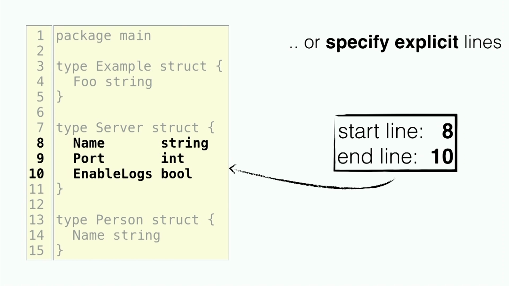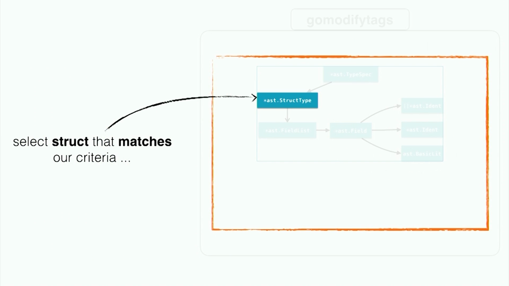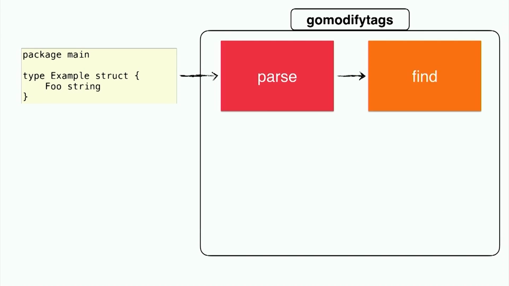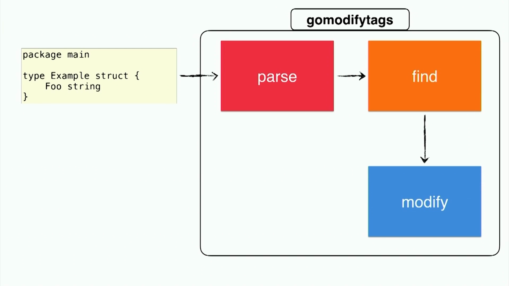The third mode is just passing the lines, 8 and 10. How is this useful? Suppose in your editor you just select the lines, and that's it. You give the tool the lines themselves instead of what it should look for. Or, for example, here it selects one single line, which means the starting and ending line are the same number. So we select the struct that matches our criteria, which then returns the starting and ending lines.